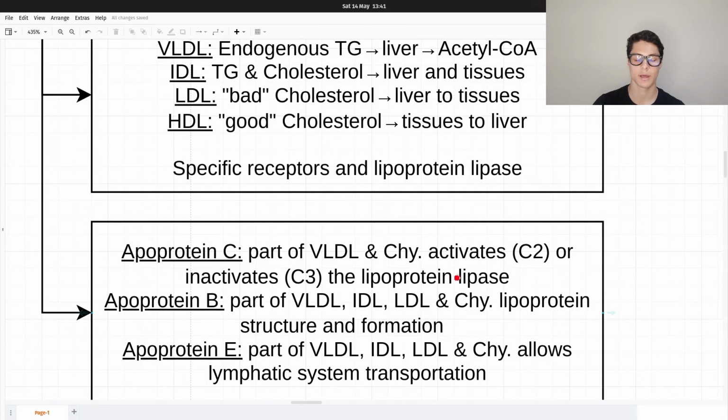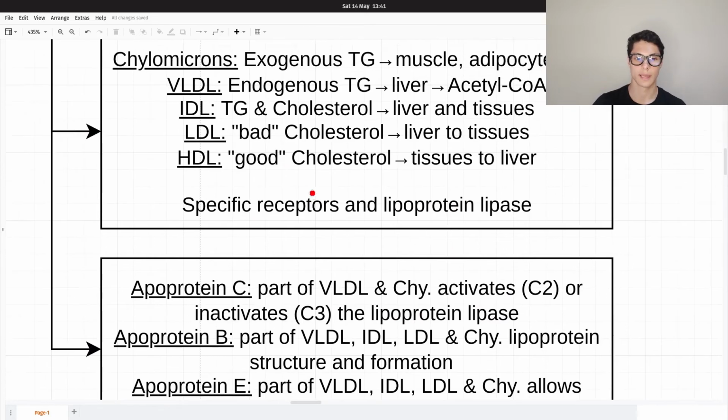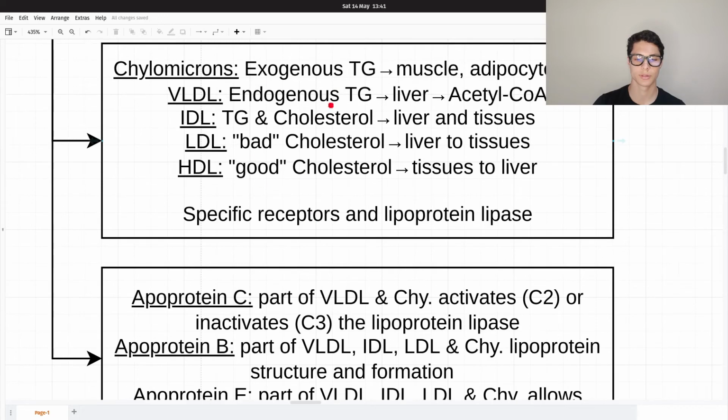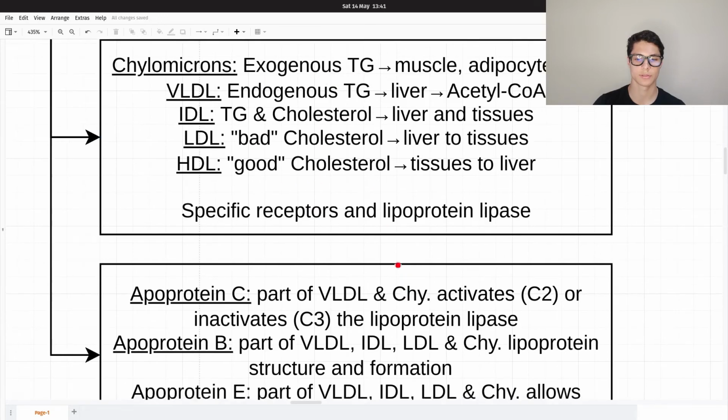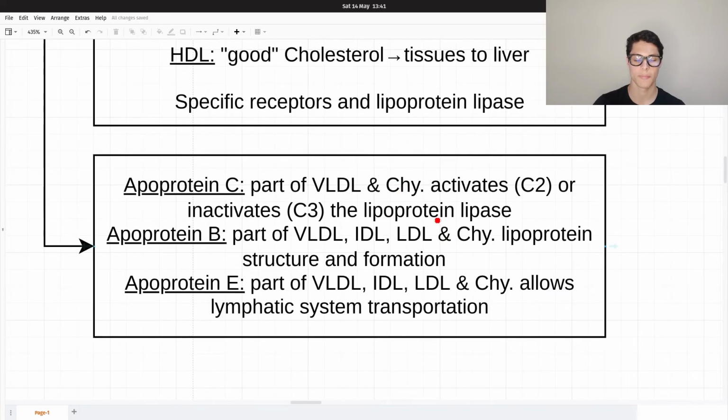Lipase means to break down what? The lipoprotein. And this is the same enzyme used for getting those molecules inside the tissues, inside the cells. So one activates it and the other inactivates that enzyme: apoprotein C2 and apoprotein C3.